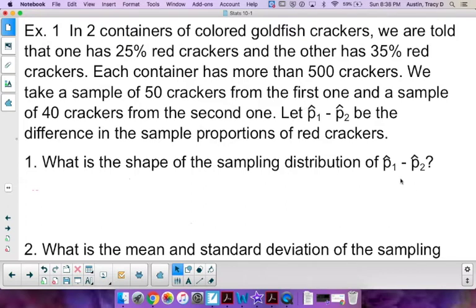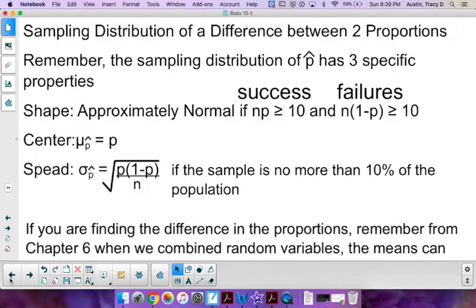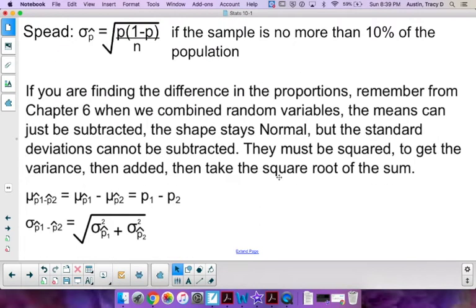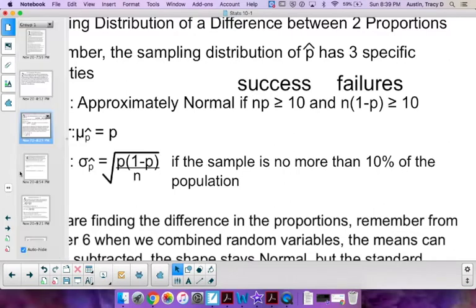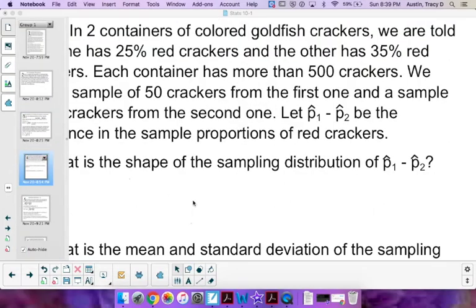Okay, so what is the shape of the sampling distribution of P hat 1 minus P hat 2? Okay, so go back to our normality rule. There's our approximately normal. The only difference is that now we have two different containers, as I stated down here. We have two different containers that we actually have to work with. Okay, so we're still going to be checking success and failure to prove normality.